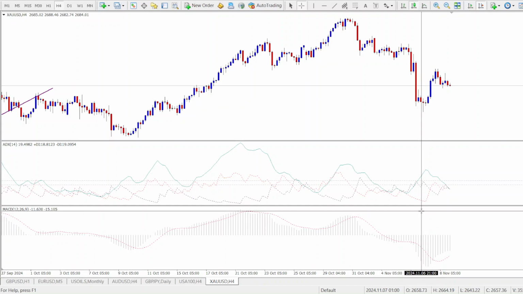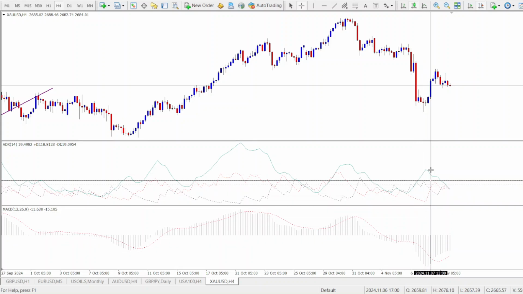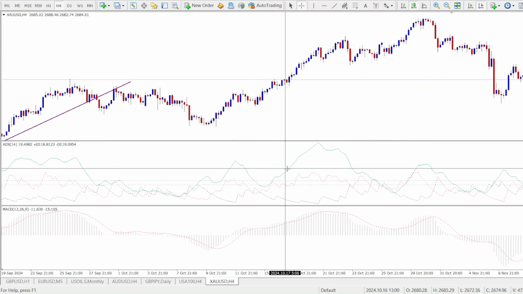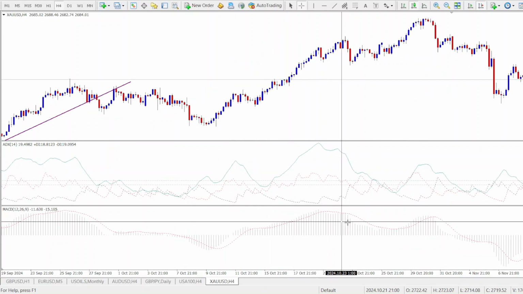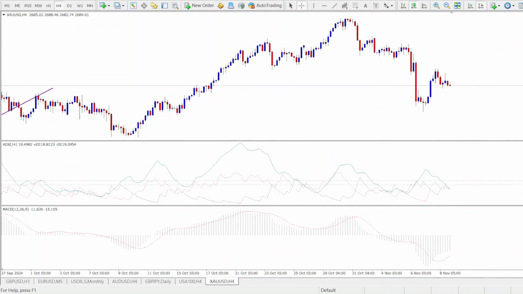All right, we didn't have any confirmation to buy, so we should have just stayed away from this signal, because there was a conflict. So make sure that you always have a confirmation. Make sure that the ADX and the MACD are saying the same thing before you enter a trade, okay? It is very, very important.